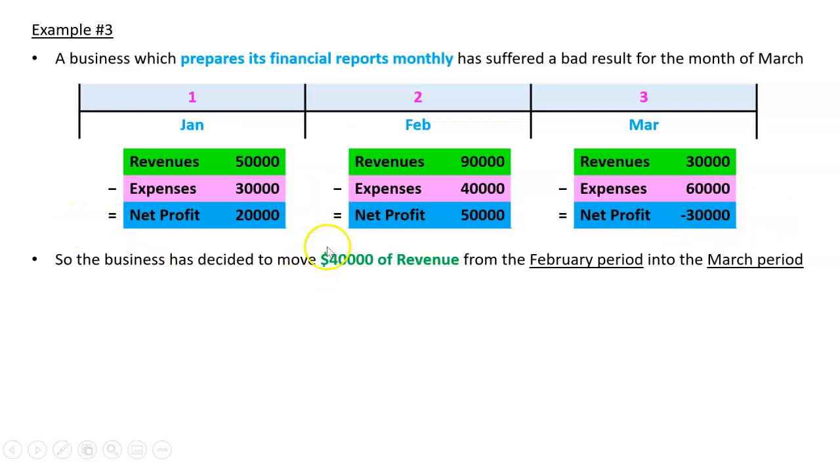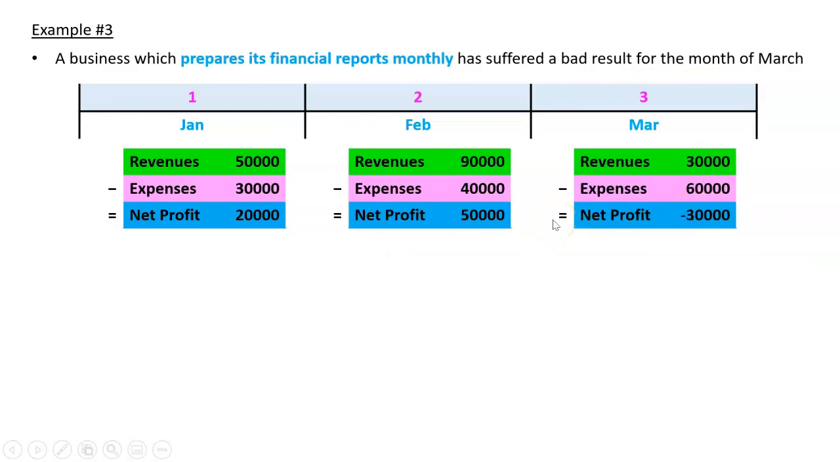So what we've decided to do is say, well, look, it's all the same. Why don't we take $40,000 of revenue here? So take it from there and put it over here. So instead of being 90, we'll get rid of 40 from that. So that's now 50, less $40,000 of expenses. They stay the same. We've got a little profit here. And the beauty of that is we're going to bump this up from 30 to 70. And now we've got a little profit here.